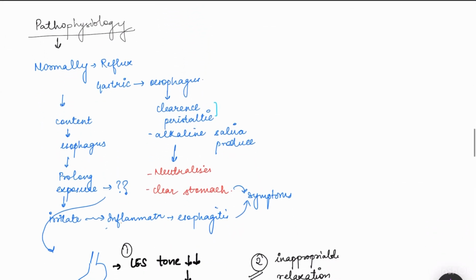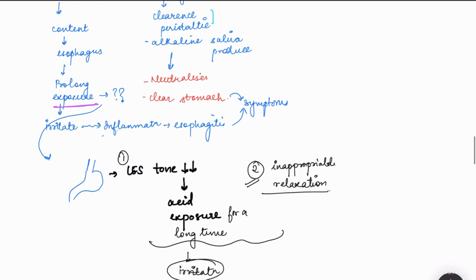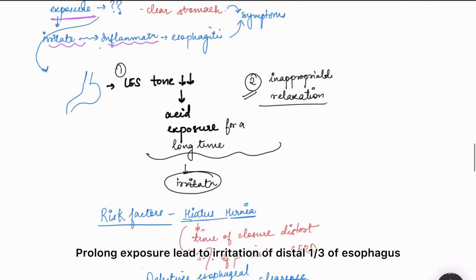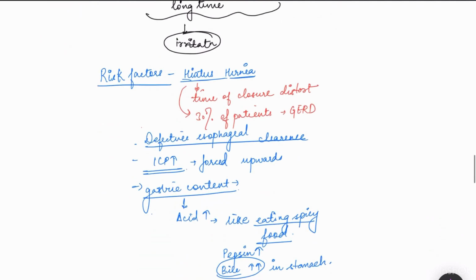So what is the normal pathophysiology of GERD? We have an esophagus and the stomach. When we take food from the mouth, a normal peristaltic movement takes place which moves the food from the upper esophagus to the lower esophagus and then to the stomach. But when this tone decreases, there is accumulation of food here and it leads to prolonged exposure of the contents of the food, which will irritate the wall and inflammation will take place. We already discussed why this GERD takes place: either the lower esophageal sphincter tone decreases or there is inappropriate relaxation of this sphincter.